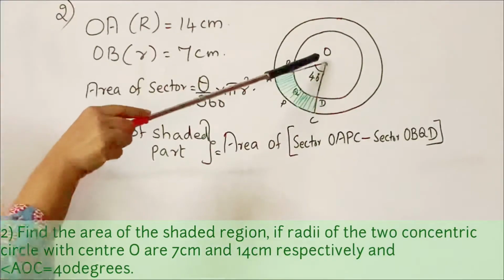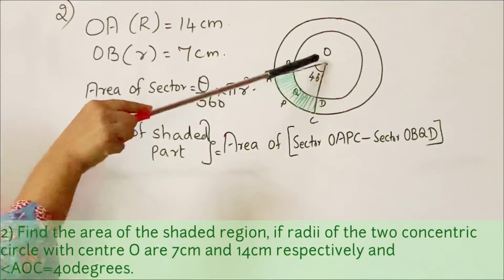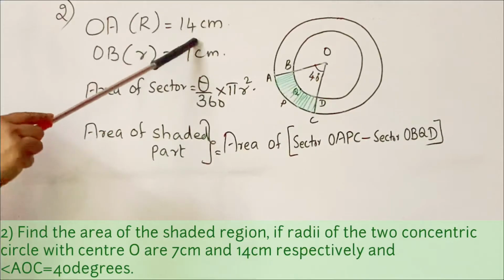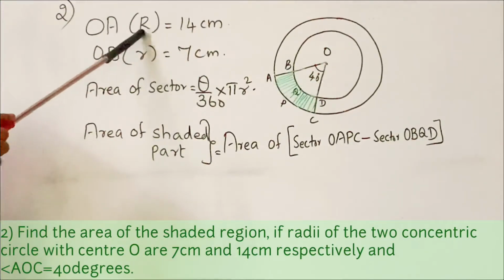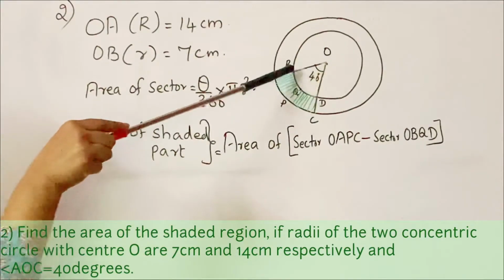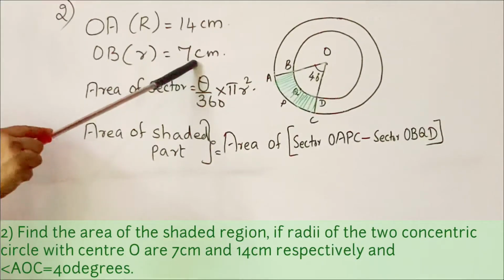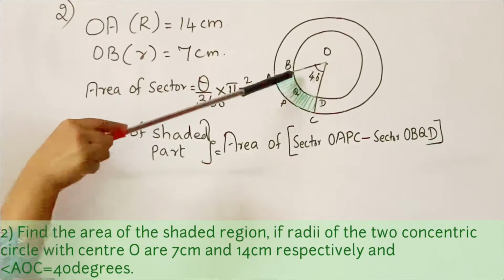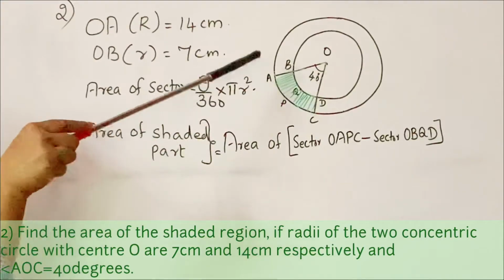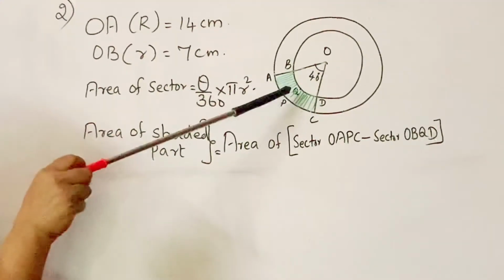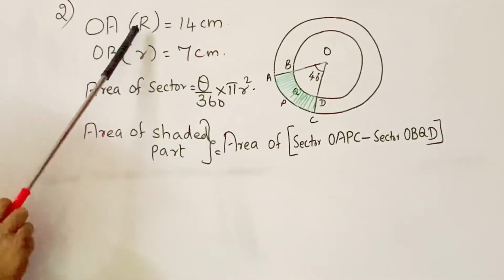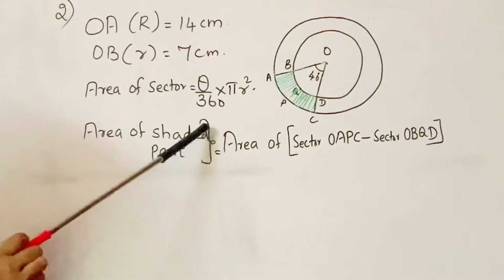Here, radius of the big circle is 14 centimeter. You can take that as big R. That is 14 centimeter. And the radius of the small circle, that is OB, or you can take that as small r, that is 7 centimeter. Then find area of both the sectors and subtract area of the smaller sector from the bigger sector.